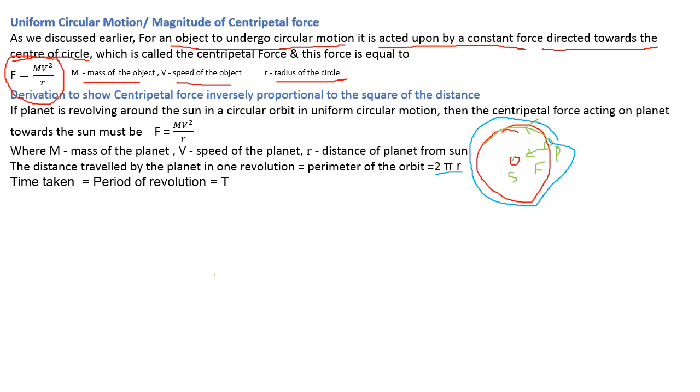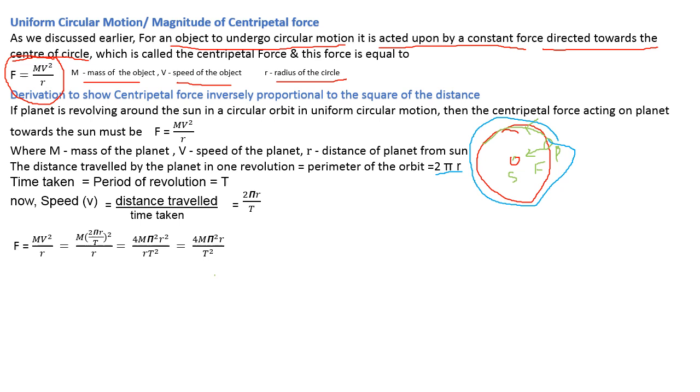Next, we have the time taken, which is equal to the period of revolution. We know what the period of revolution is: the time taken by a planet to complete one round around the sun. That we consider as capital T. Now, as you know, the formula of speed is distance traveled upon time taken. The distance traveled in one round around the sun is 2 pi r, and the time taken to complete that round is the period of revolution, capital T. I hope you are clear.